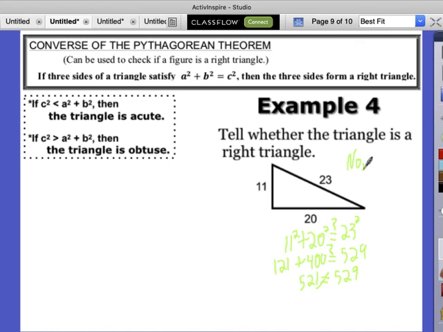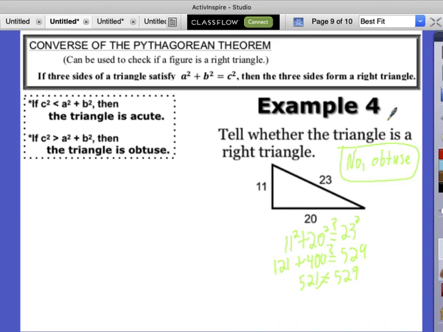If c squared is bigger than a squared plus b squared, which is the case right now, it's obtuse. If c squared is smaller, then it's acute. So no, this is obtuse. It doesn't tell us what triangle. That's true. So we don't have to say that. Okay. Nobody cares.